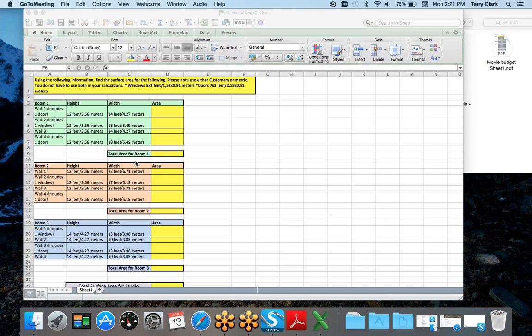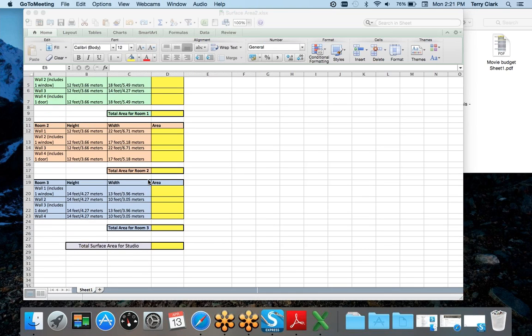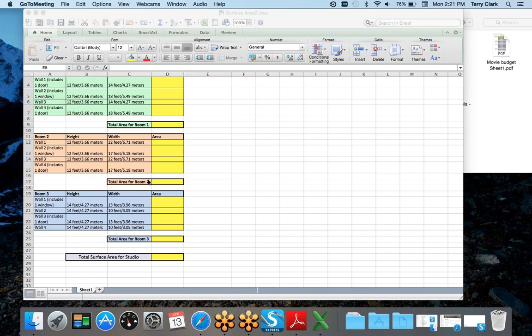Now notice that it says wall 1 includes one door. Wall 2 includes a door. Wall 3 does not. Wall 4 includes a door. And we'll do the same thing for room 2 and room 3. Then we want to know the total surface area for the entire studio, so that means you add up the area of rooms 1, 2, and 3.